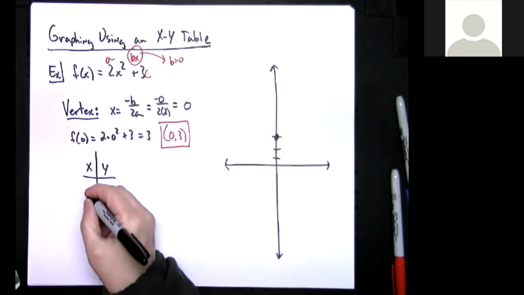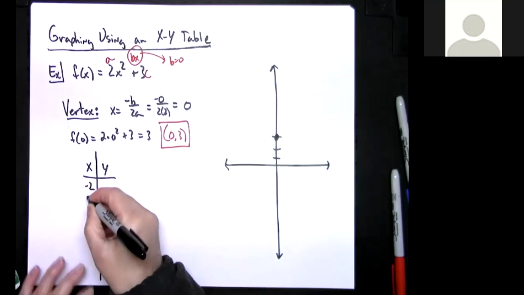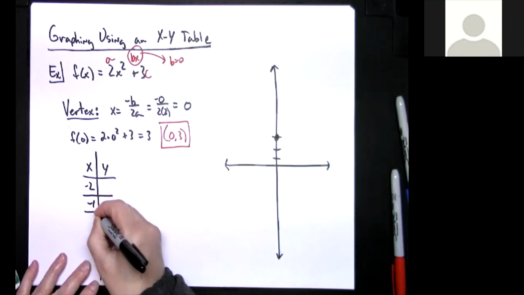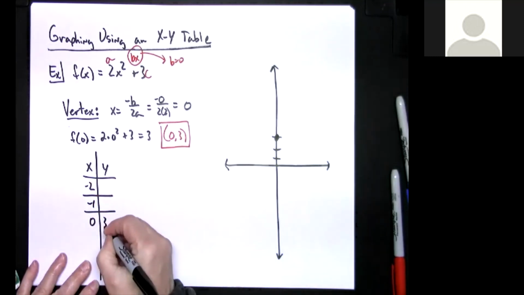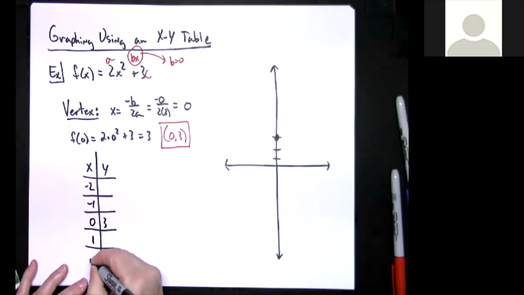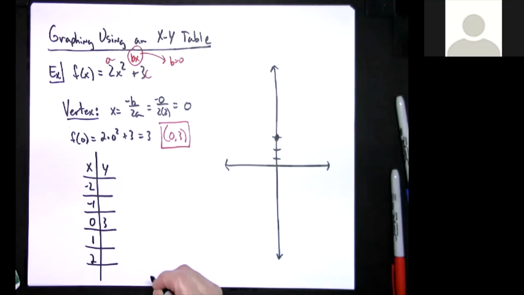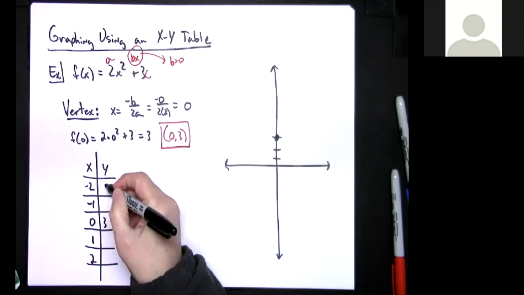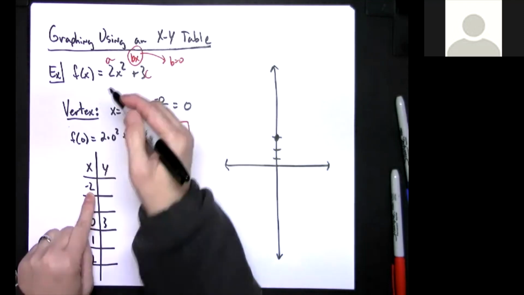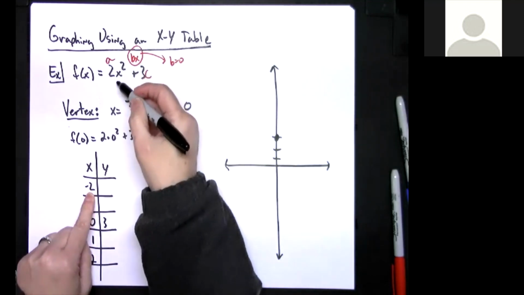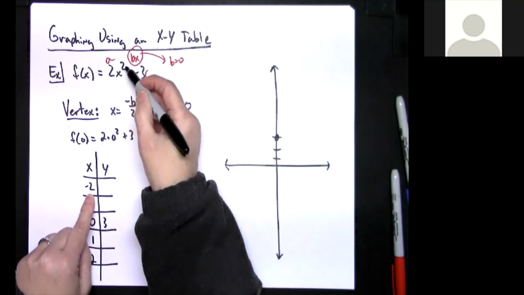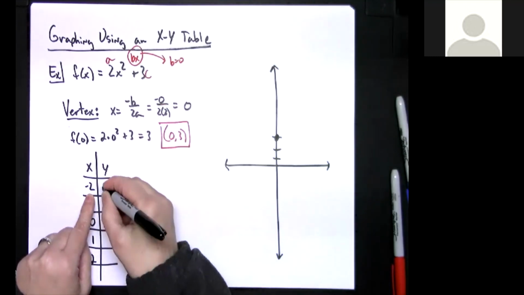So I might pick a -2 and a -1. I already know 0 is 3, and then I could pick a 1, and then I could pick a 2. If you plug -2 in, that's going to be -2 squared is 4, times 2 is 8, plus 3 is 11.